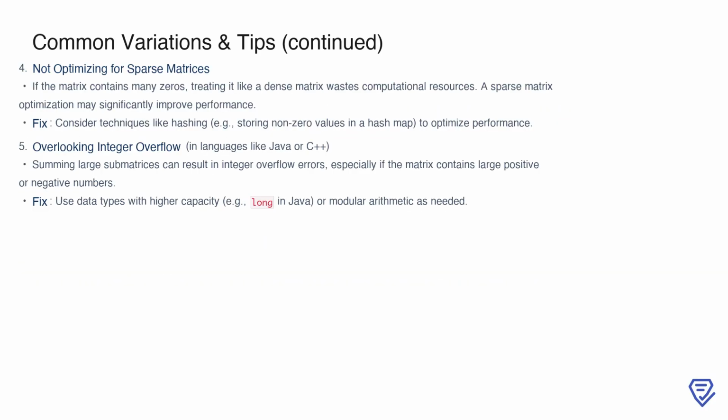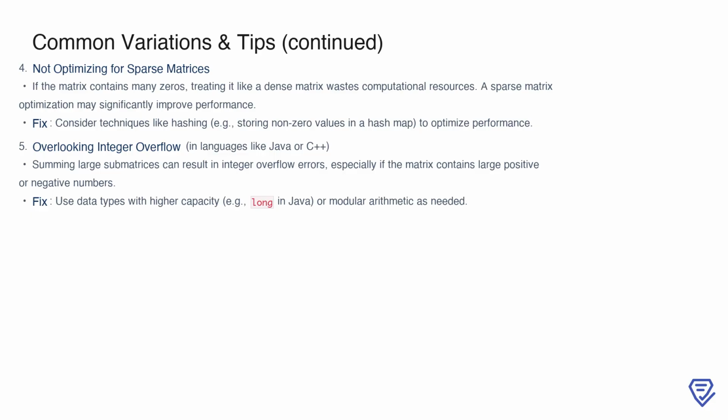Now, let's address two additional pitfalls. If the matrix is sparse, meaning it contains many zeros, treating it like a dense matrix is inefficient and wastes computational resources. A more optimized approach might involve using a hash map to store only non-zero values, which can significantly improve performance in such cases.